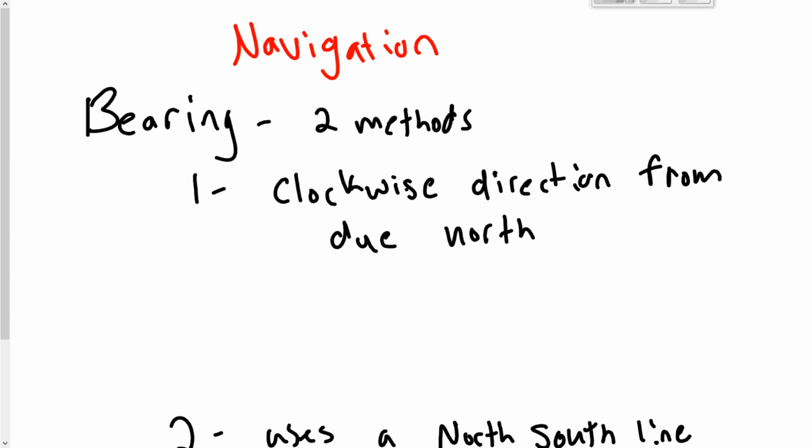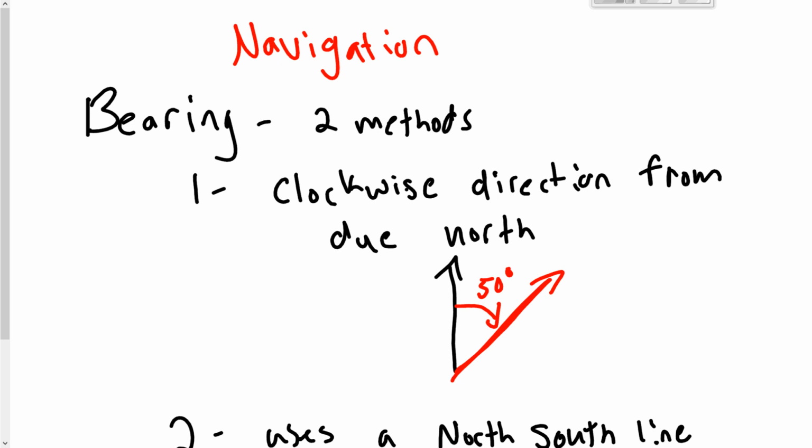Another type of application that can be used with trig functions in solving right triangles is dealing with bearing. And there are two different methods. One method is going in a clockwise direction from due north. So you always start from due north, and then your angle will open up. Say it's 50 degrees, so the angle will open up clockwise to 50 degrees. So at 50 degrees, you'd be heading in this type of direction. So from due north, 50 degrees clockwise, that would be your bearing.